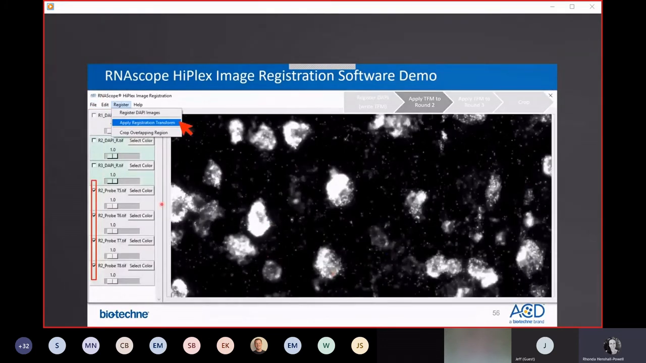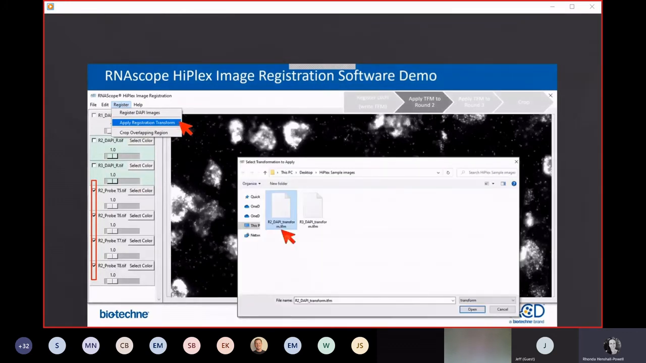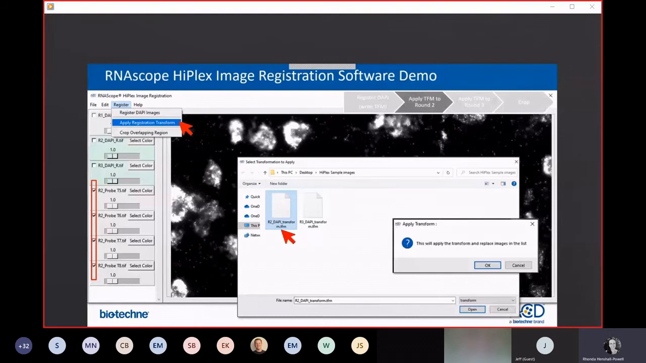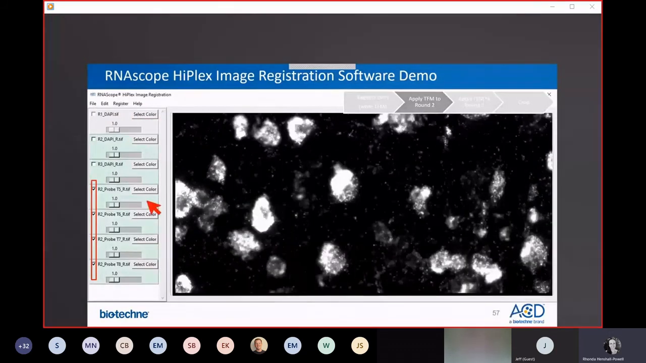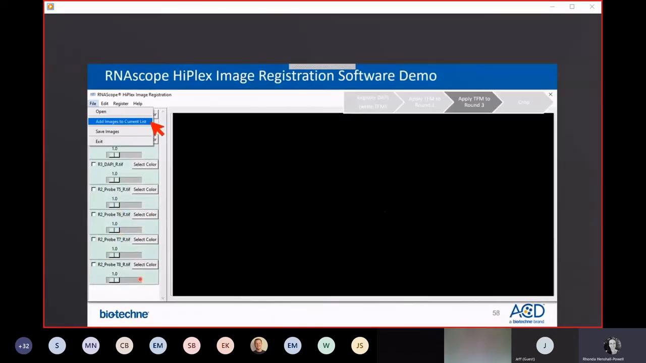Once the round 2 probe channels are added to the dashboard, go up to the Register menu, and at this point, you're choosing Apply Registration Transform. You'll select the .tsm, the transformation matrix file that was written, to overlay the images from round 2 onto round 1. Hit OK. And voila, the R2 channels have now turned green and been replaced with _R for registered. And then you just repeat that process to overlay the images from round 3 onto round 1.